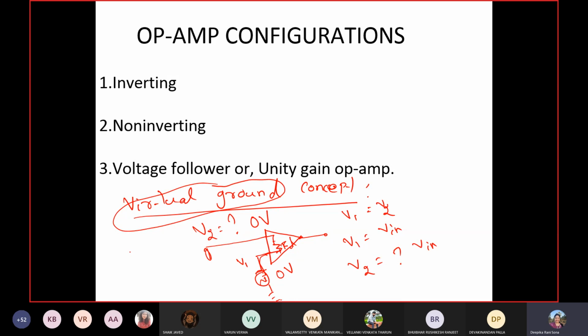Why do we go for the closed loop? You got the idea or not? To control the gain so that other parameters will be within control, and we will get a defined range of bandwidth. Then what are the 3 different configurations? This is a very important topic for the closed loop op-amp configuration, and lab is also there for this. First one inverting, non-inverting, and the third one voltage follower configuration or unity gain op-amp.